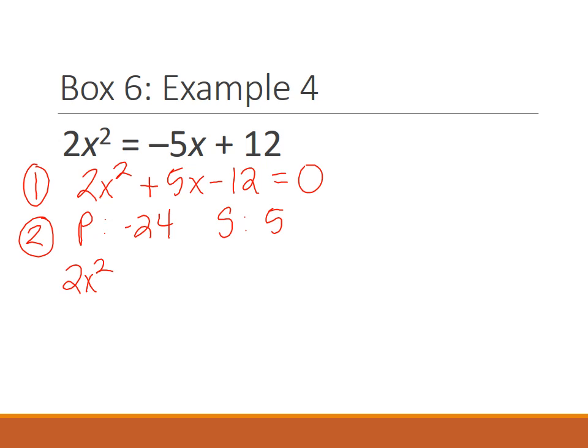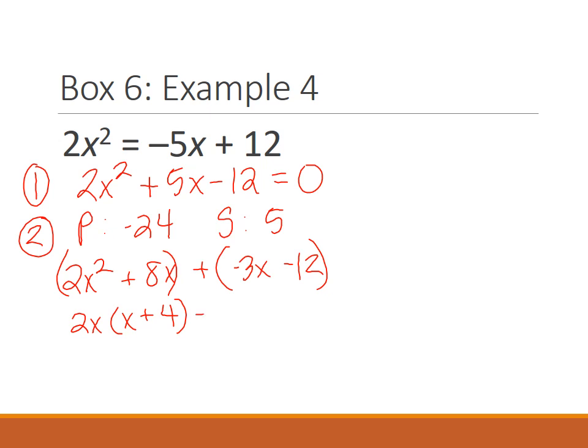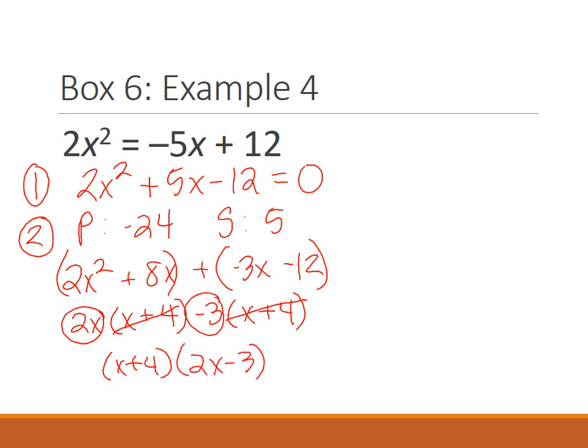And so we have 8x and 3x. Grouping. And that gives me 2x times x plus 4, and gives me negative 3 times x plus 4, which gives me x plus 4 times 2x minus 3. That's what it should have come down to.